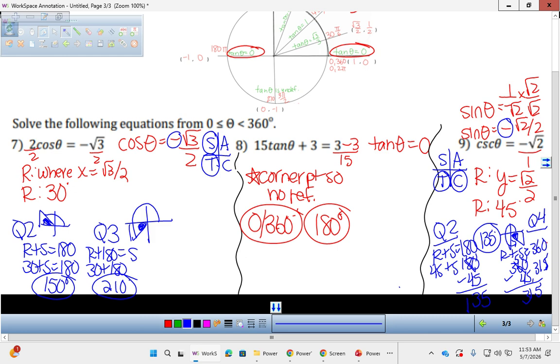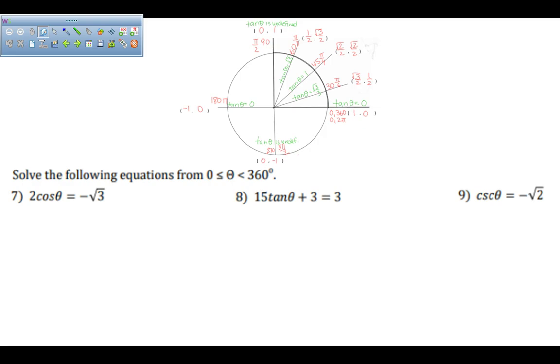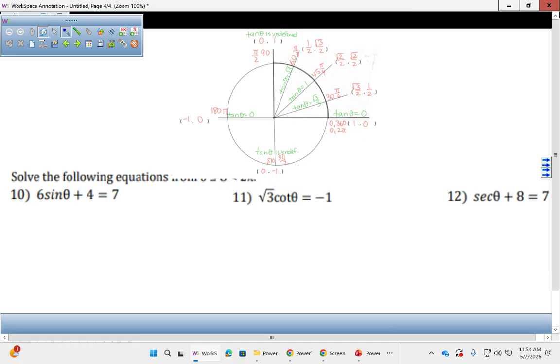Sorry, I'm kind of squeezing that in, but 315. All of these were in degree mode, so all of my references were degrees. 30 degrees, my answer was in degrees, 45 degrees. The second set of directions here says that we want to do 0 to 2 pi. So now I'm going to use the radians. Pi over 6, pi over 4, pi over 3, pi over 2, pi, 3 pi over 2, 2 pi.